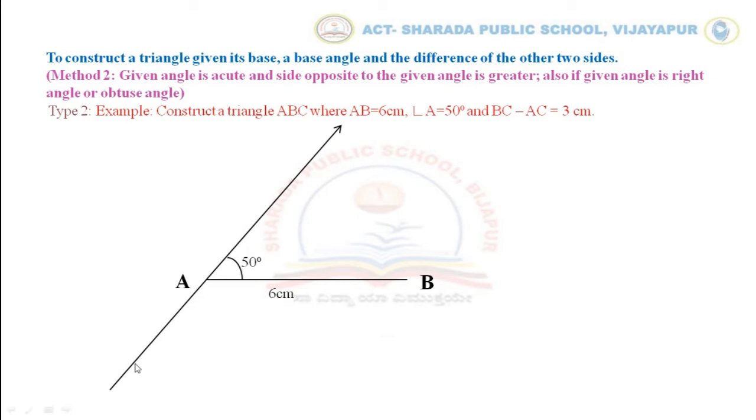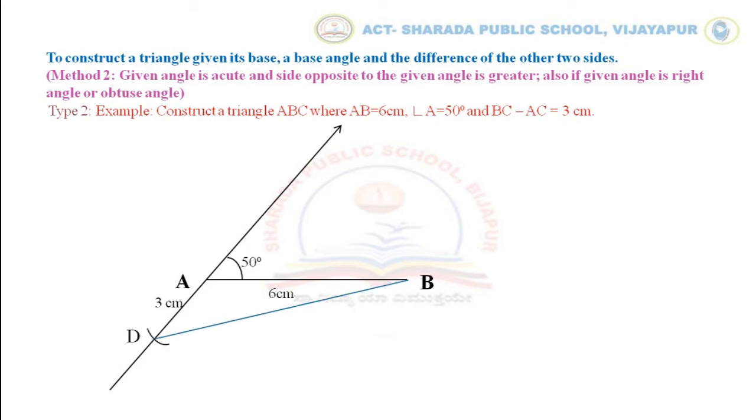That is the slight difference in method 2 compared to method 1. In method 1, all the construction was above the line AB, but in method 2, we are extending the line of the 50-degree angle towards the downside. Next, cut the point D, which is the difference of BC minus AC, which is given as 3 centimeters.